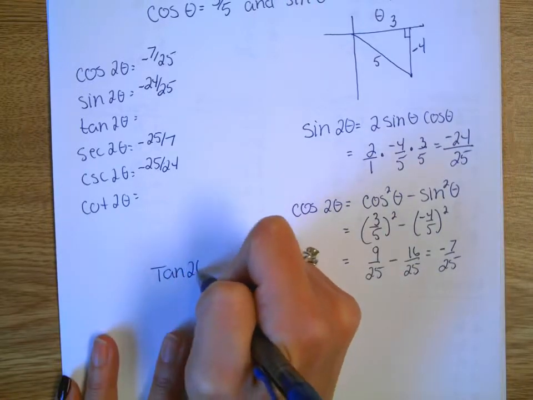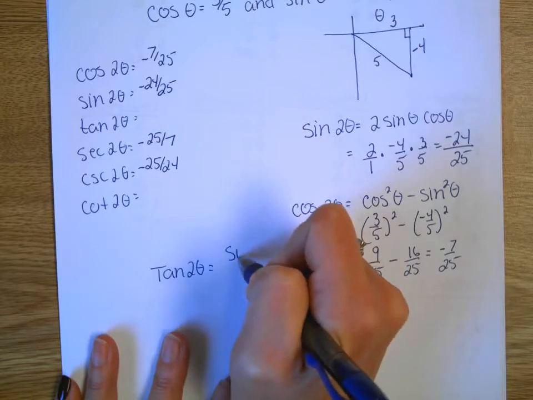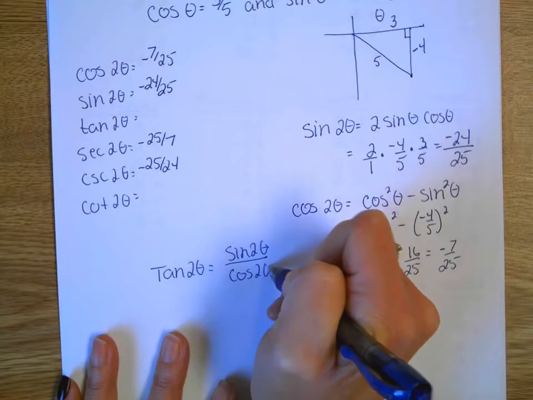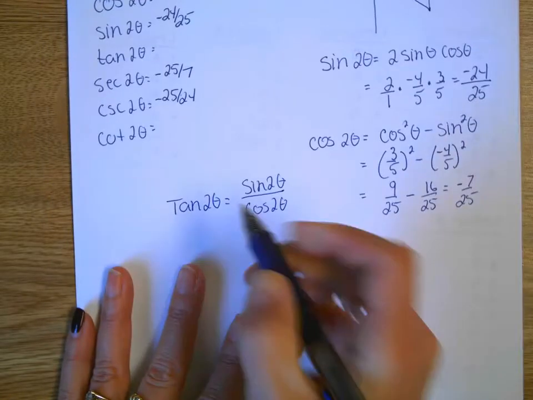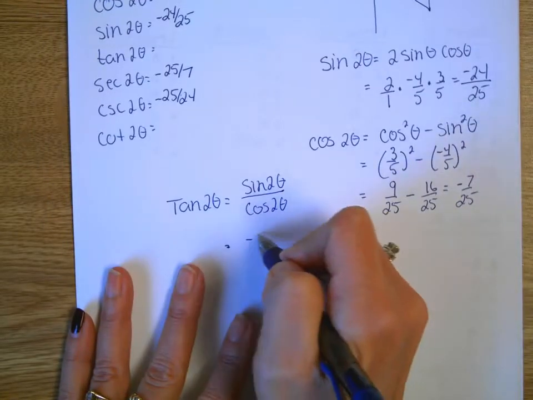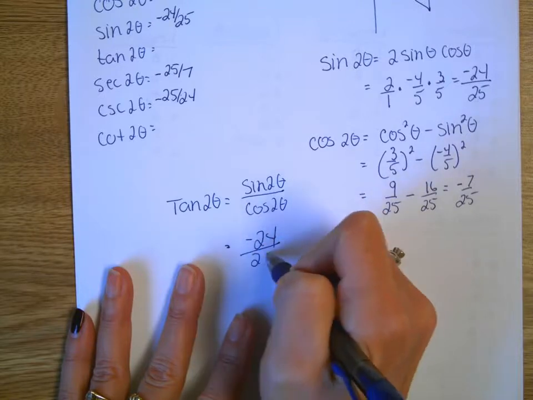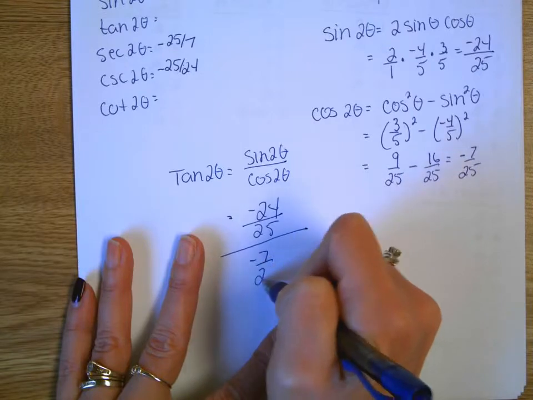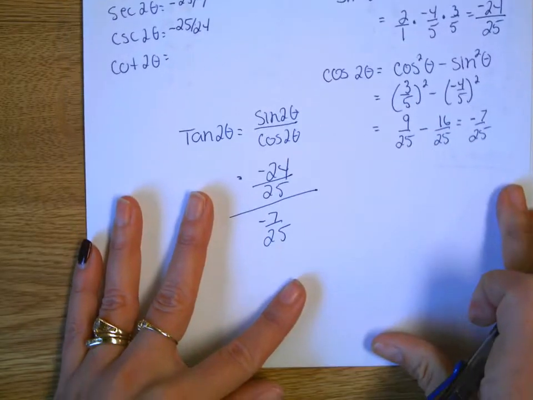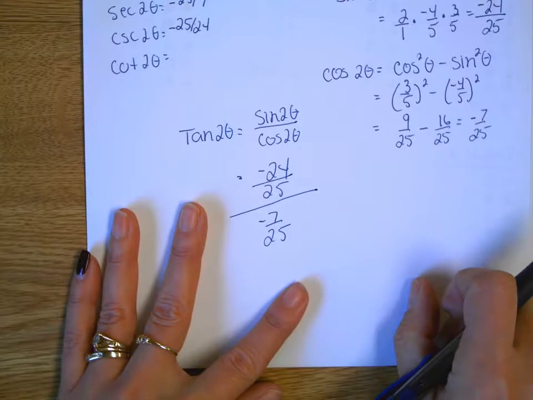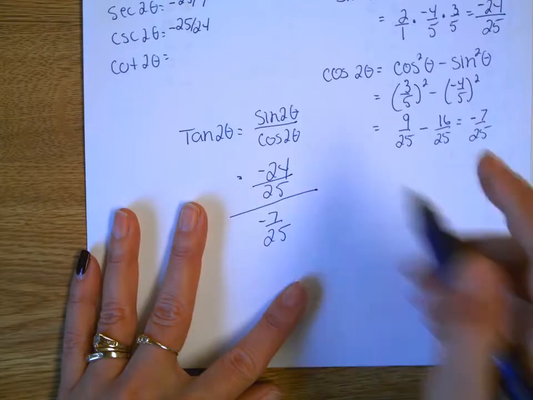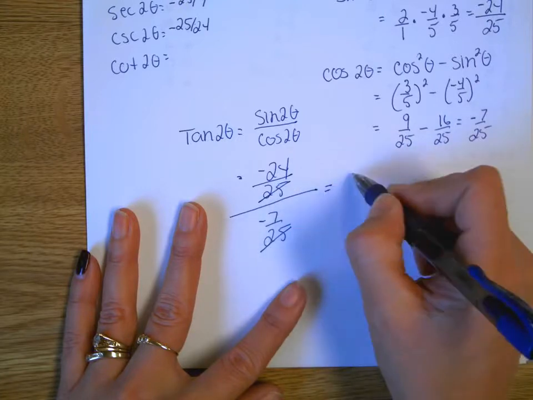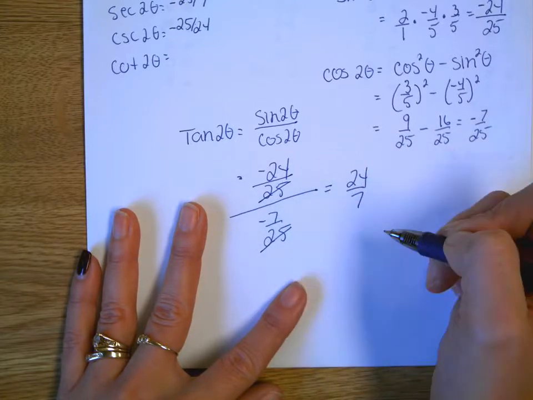So I'm going to use this identity instead: the sine of the double angle divided by the cosine of the double angle. Just a little shortcut. So sine is negative 24 25ths divided by negative 7 25ths. And what little shortcut did we learn yesterday? Cancel the 25s and keep this fraction: 24/7.